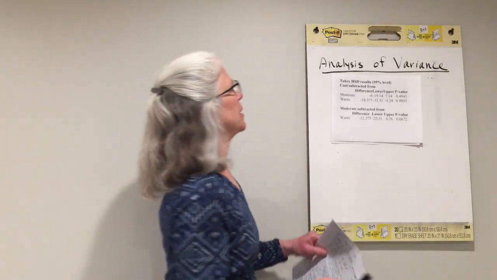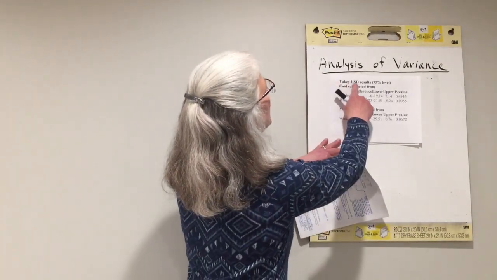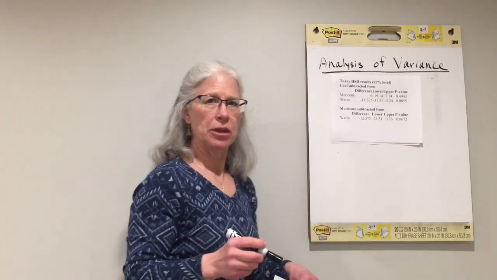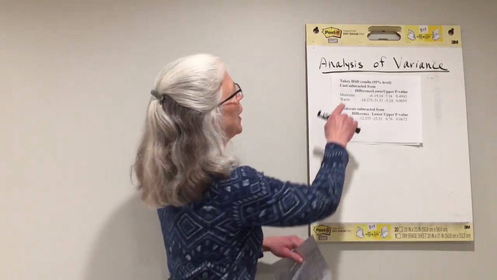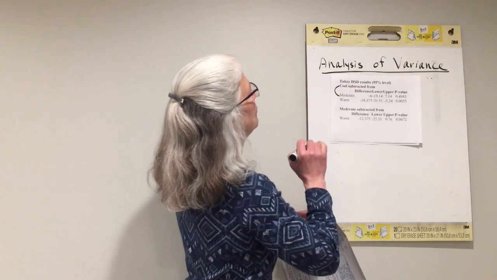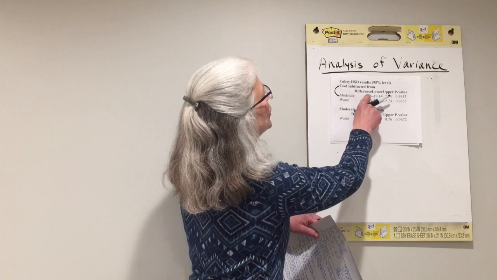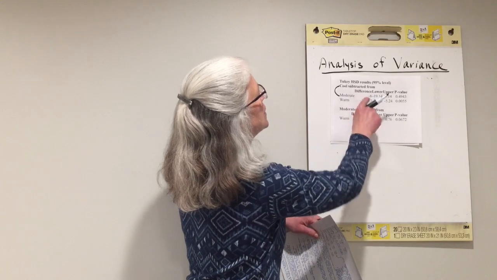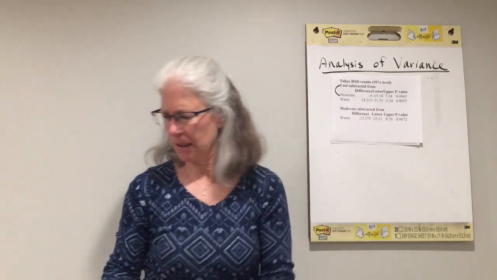So here's what we get. These are two key pairwise comparisons, and it does this by first comparing cool to moderate. The difference is the difference in sample means.